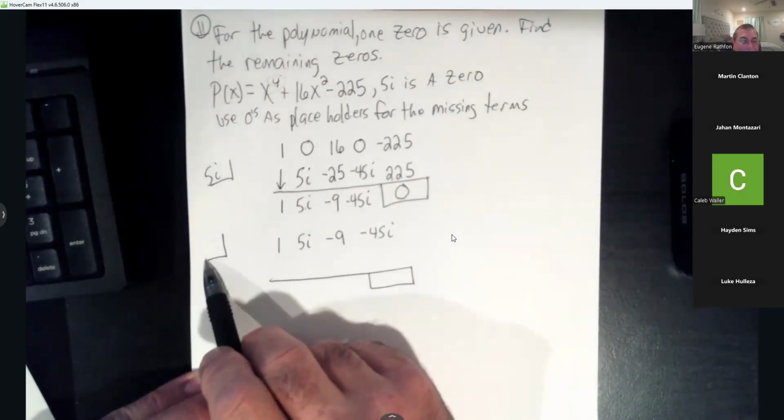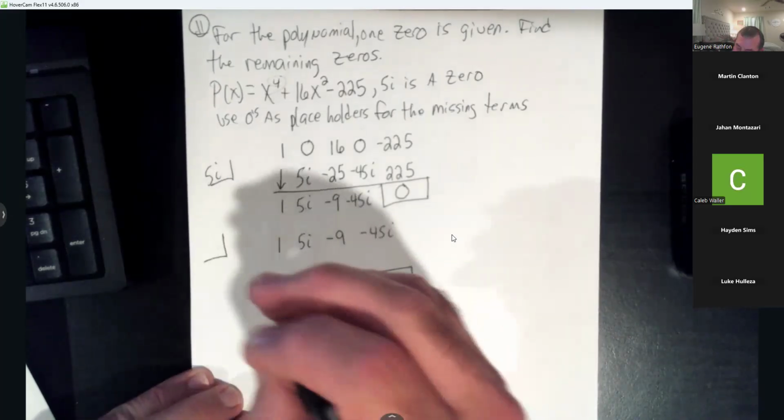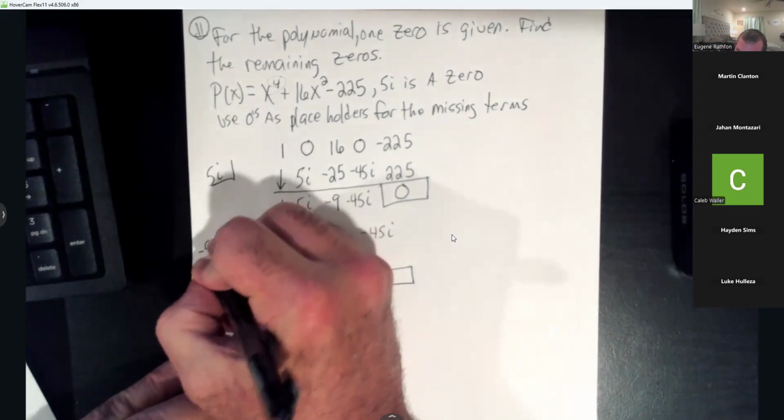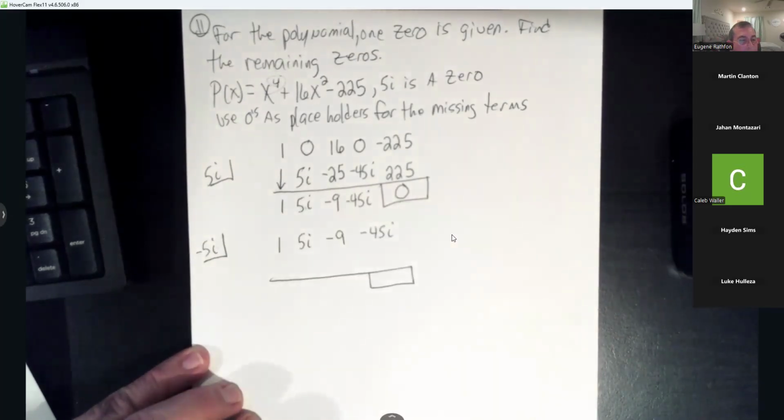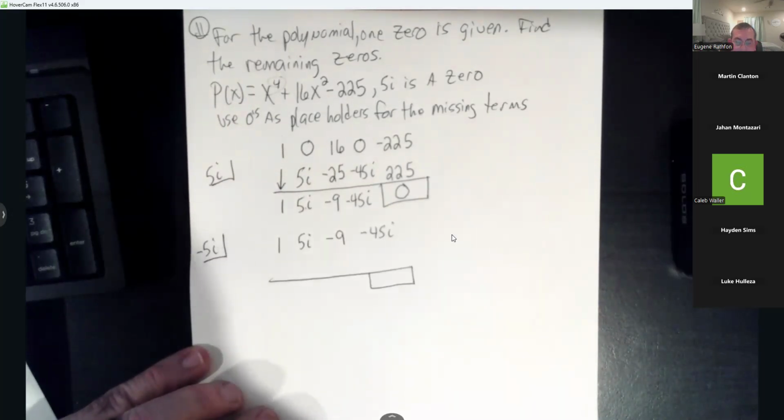All right, y'all, so let me show you. Since 5i was a 0, remember, doesn't that mean negative 5i must also be a 0? So, Darren, you got it perfect. Negative 5i. Because remember, i's always come in conjugate pairs.